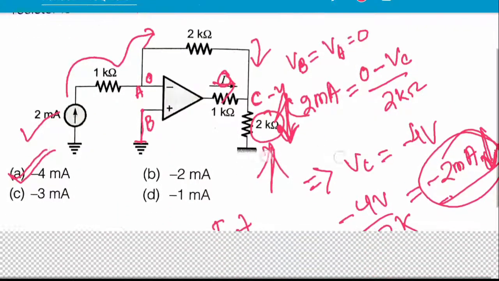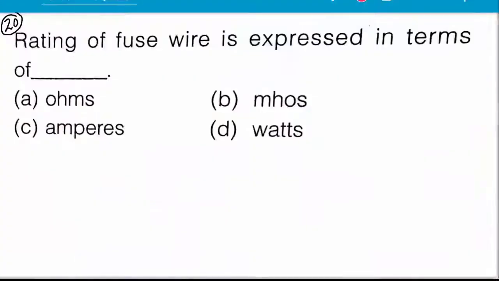Next question, rating of fuse wire is expressed in terms of amperes, the current it can sustain easily.